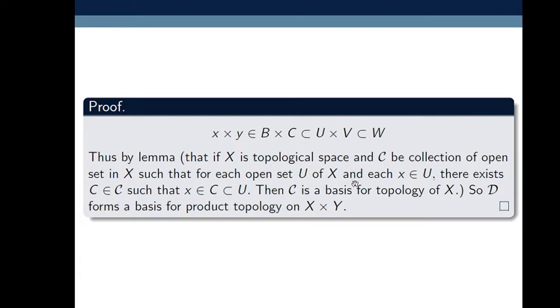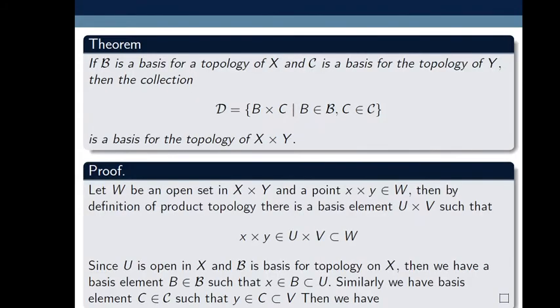So if such a thing happens, then we say that this element belongs to which set? This element belongs to our set script D. So then script D is a basis for the topology of the Cartesian product X and Y. So this forms a product basis for a product topology on the Cartesian product of X and Y, which completes the proof. So here B times C is an element of D, and that's why this is a basis for the product topology on X and Y.